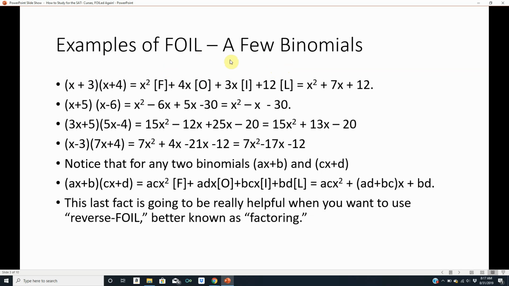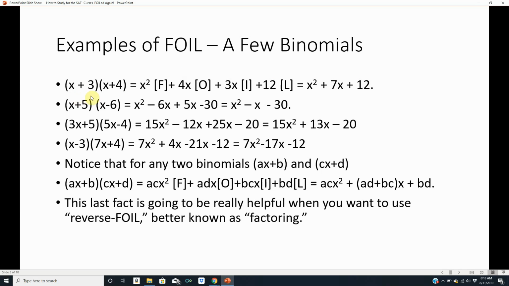And then we can combine the two terms in the middle, the outer and the inner, because they're both multiples of x. So you can just add the coefficients. 4 plus 3 is 7. And since they're x, you can add them together. So you get 7x. So it's x squared plus 7x plus 12. Next problem.